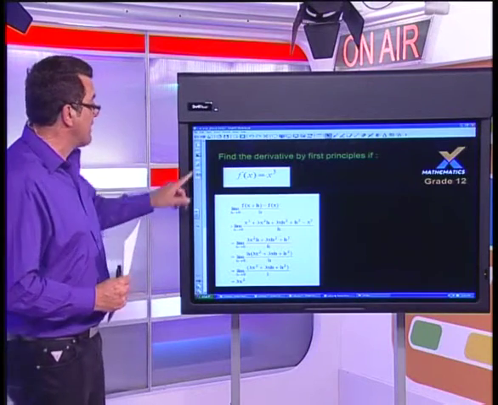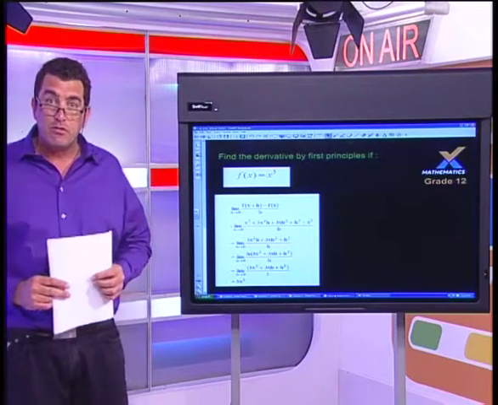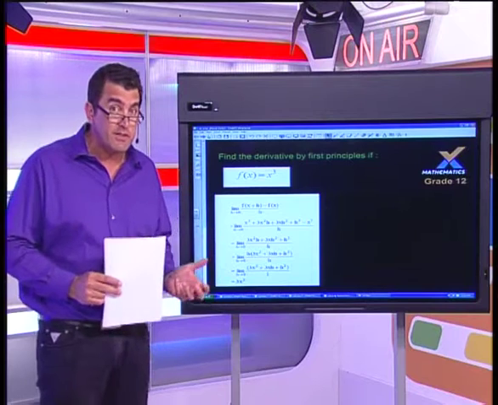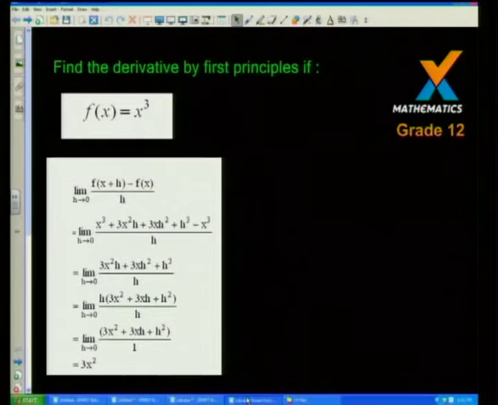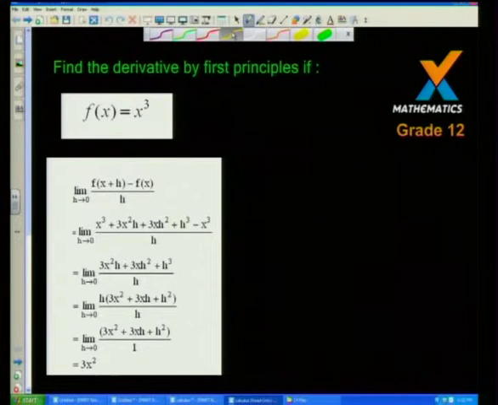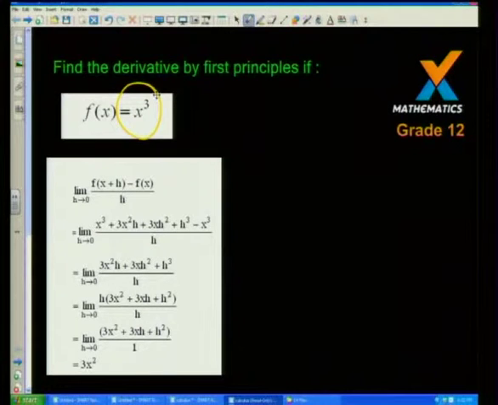When you were doing the first principles rules, finding derivatives by first principles, you saw the limit where h is approaching 0. That is what you were using to find the derivative of a function. Now, I just quickly want to recap this with you. Here's your cubic function, f of x is equal to x cubed.